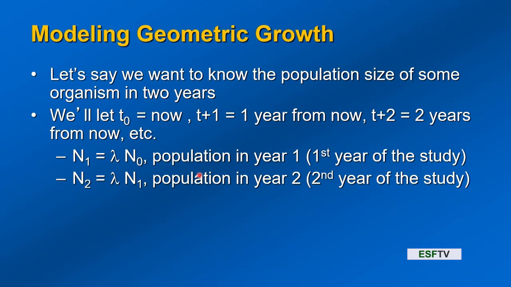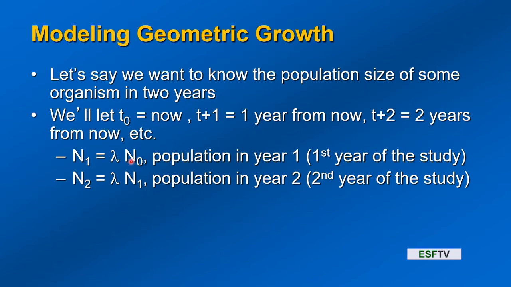If you want to know what it's going to be in 2 years, you could multiply that. By then, this n1 is this year's population, so it's the same equation, just that subscripts have changed to reflect the following year. But look at this. You can substitute for n subscript 1 this equation. And what would that look like? It would be n2 equals lambda, lambda, n0.